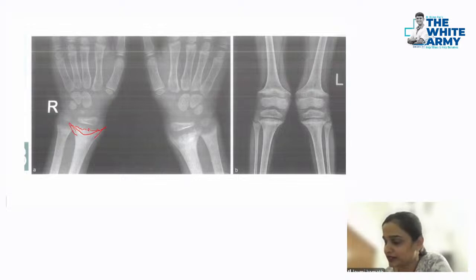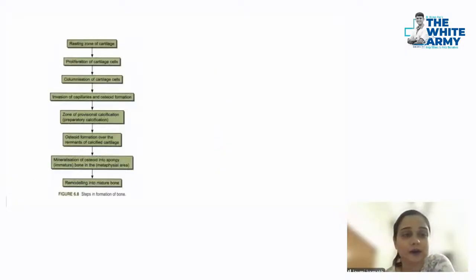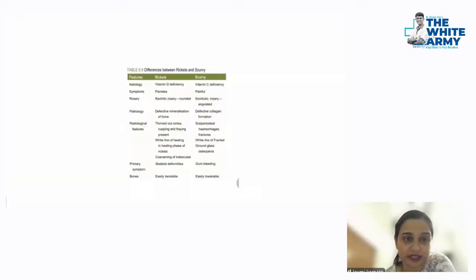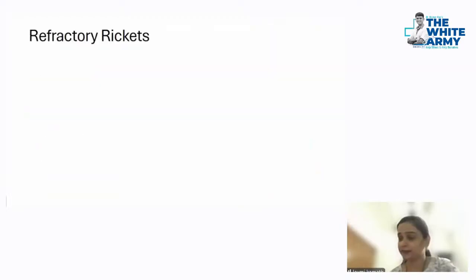But when the treatment is given, the cupping comes down, and this bright line of healing starts. You can see here there is a bright line of healing. If this starts, that means the treatment is working. That means what we diagnosed and what we thought was the root cause problem, we have addressed it. So that is how you monitor these babies after starting vitamin D treatment.